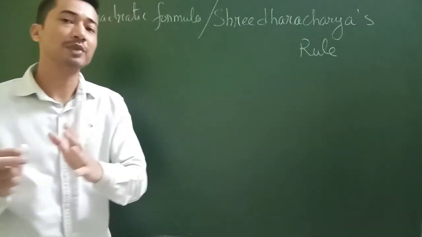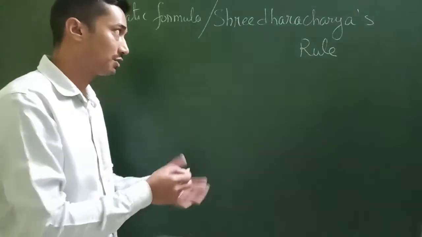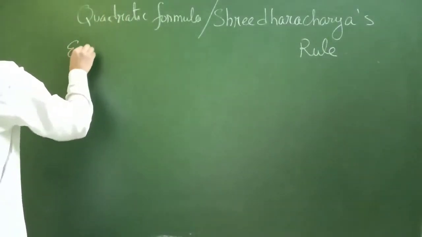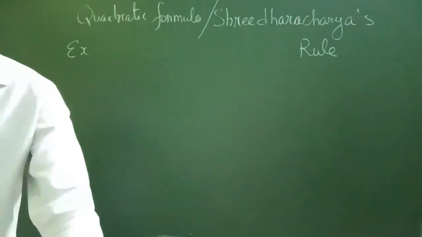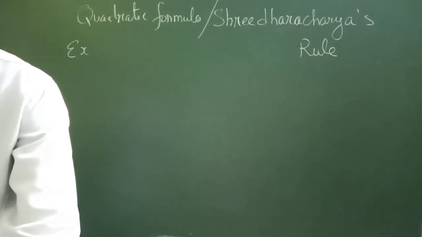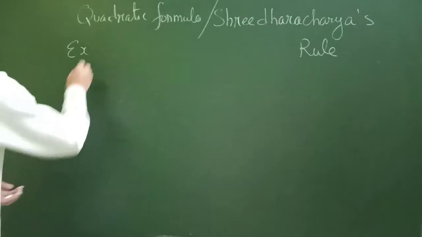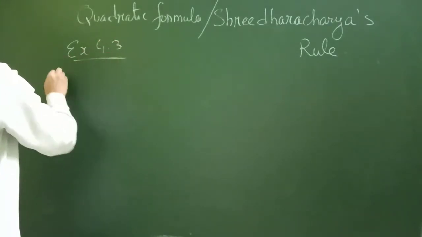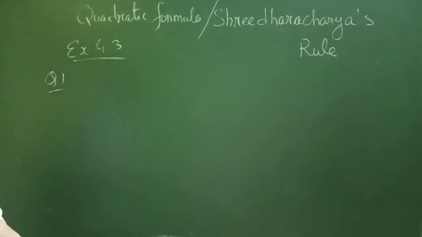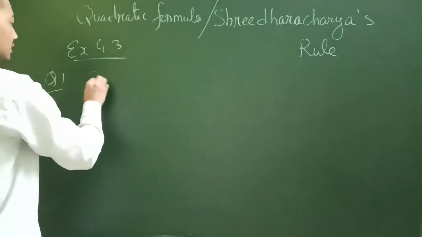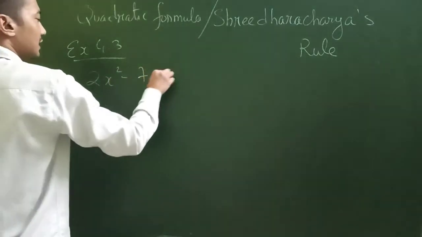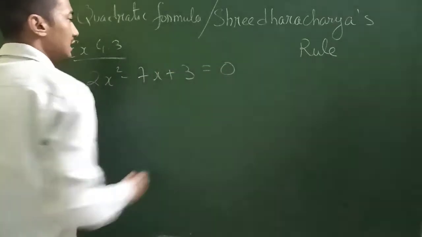rule. So for that I'm picking out some questions from the NCERT textbook, like the first question from exercise 4.3, question number 1, that is 2x square minus 7x plus 3 equal to 0.